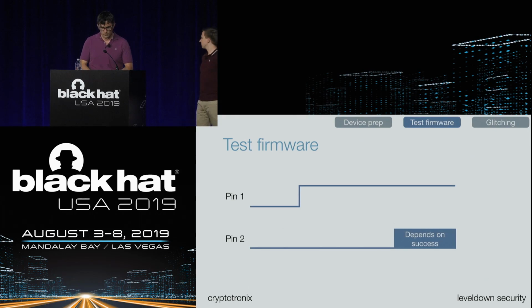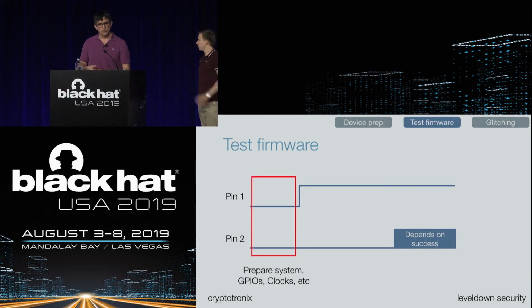And so what does this look like on an oscilloscope? This is just an example. These are the two traces of those two GPIO pins we were previously talking about. Let's go through those steps of what you would expect to see on an oscilloscope, which is very helpful when you're trying to do this kind of attack.